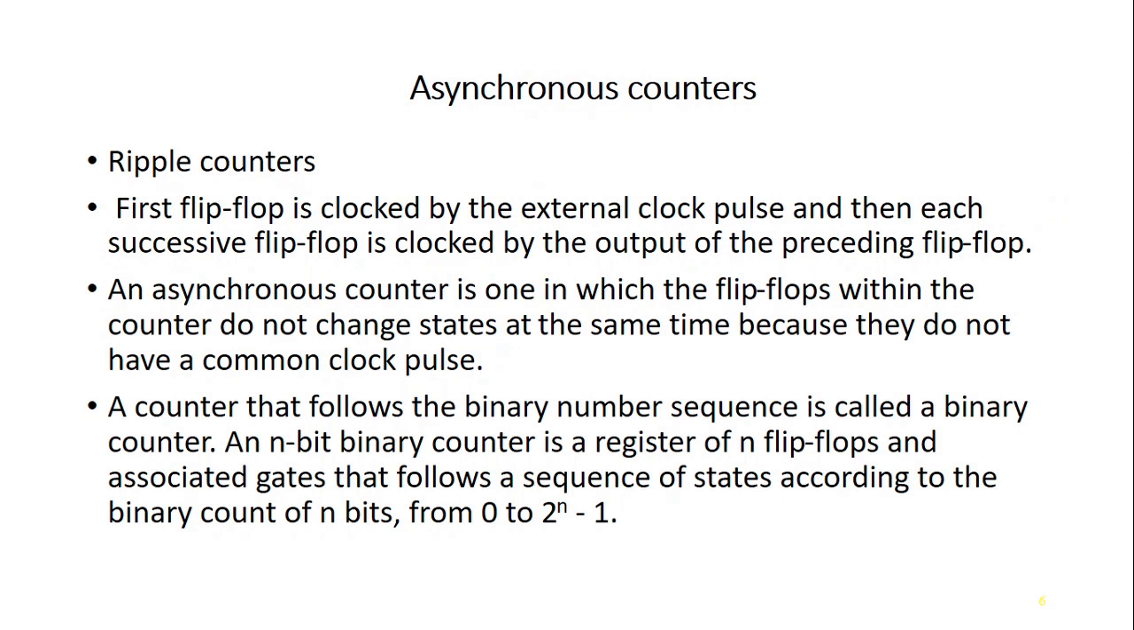Asynchronous counters are also called ripple counters, and in this kind of counters the first flip-flop is clocked by the external clock pulse, and then each successive flip-flop is clocked by the output of the preceding flip-flop. In this, the flip-flops within the counter do not change states at the same time because they do not have a common clock pulse. And a counter that follows the binary number sequence is called a binary counter.